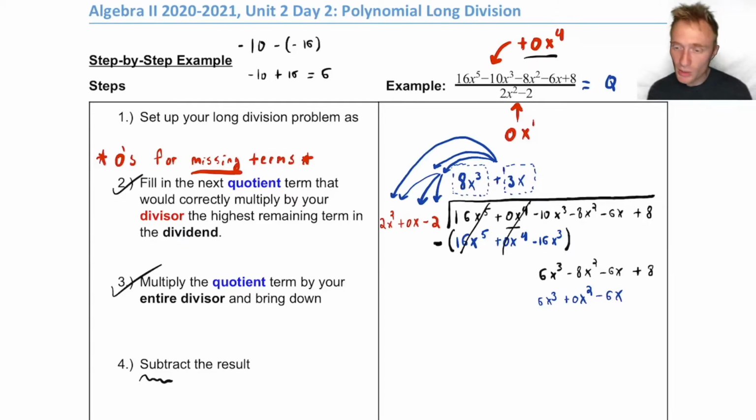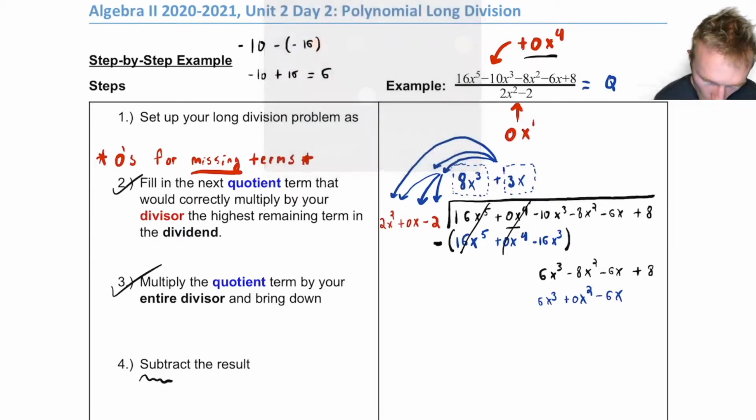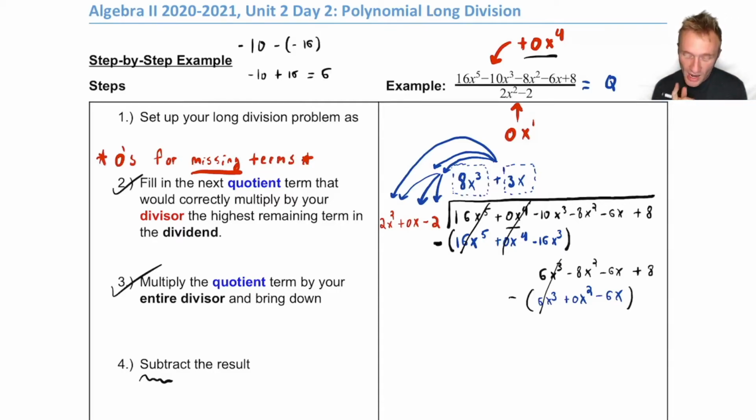Okay, this is interesting here, what's about to happen. 6x to the third minus 6x to the third, canceled. Negative 8x squared minus 0x squared, well, it's not doing anything. It's still going to be negative 8x squared. Negative 6x minus negative 6x, anything minus itself, is gone. So we have 8x squared. I'll fill this in plus 0x just so we can keep track, plus 8.